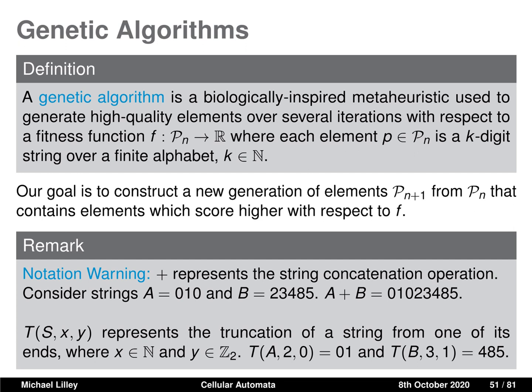Consider the string a. X is 2, so we'll be keeping 2 of the 3 symbols, and we'll also be cutting starting from the left end. This means our new string following this operation is O1. Likewise, consider b. X is 3 and y is 1, so we'll be keeping the 3 symbols 4, 8, 5, starting from the right end.